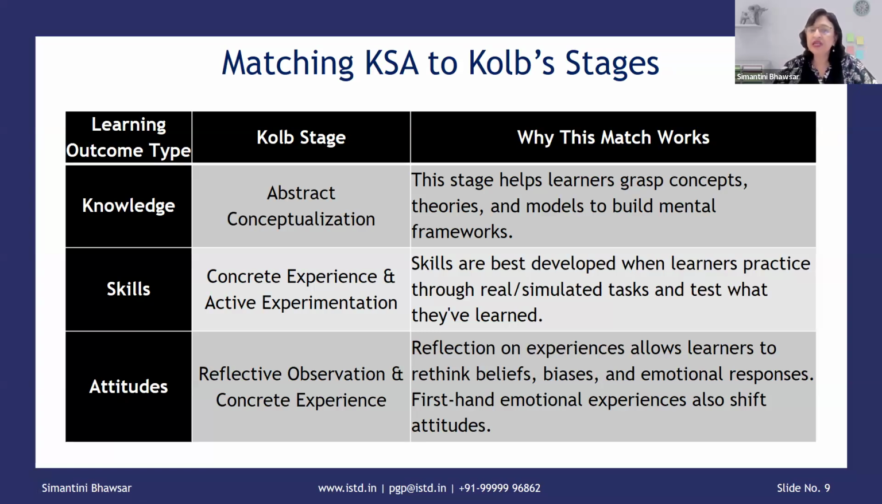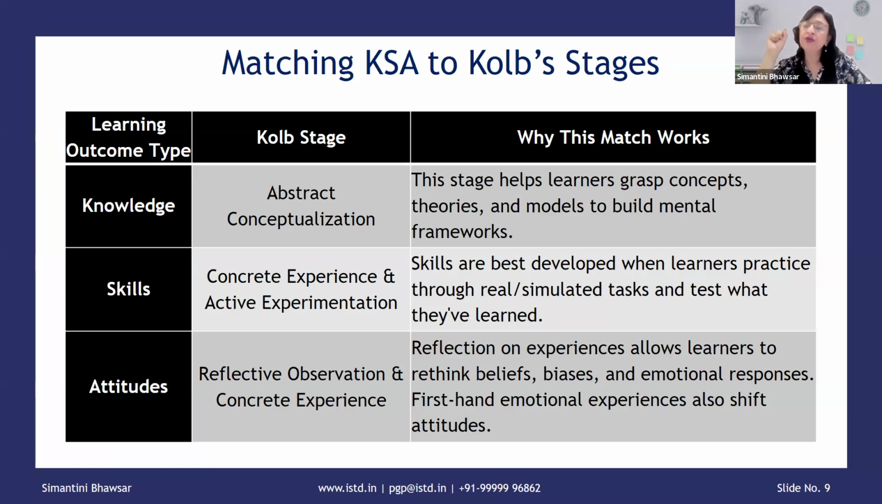For skills, obviously, we are going to make them practice. What are the skills that are available? Like active listening skills, conflict resolution skills, decision-making skills, problem-solving skills, software development, coding skills, how to operate a machinery skill. So that is a skill. That in the COBE's learning cycle comes under concrete experience and active experimentation.